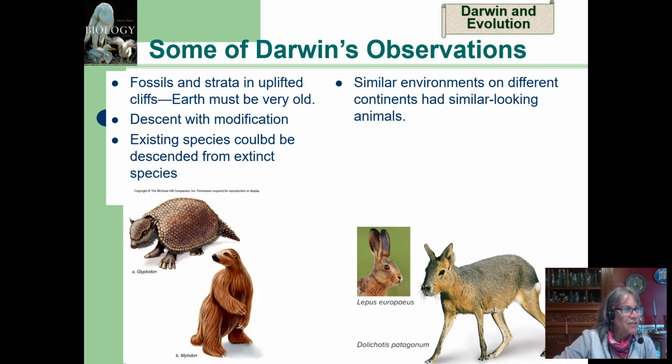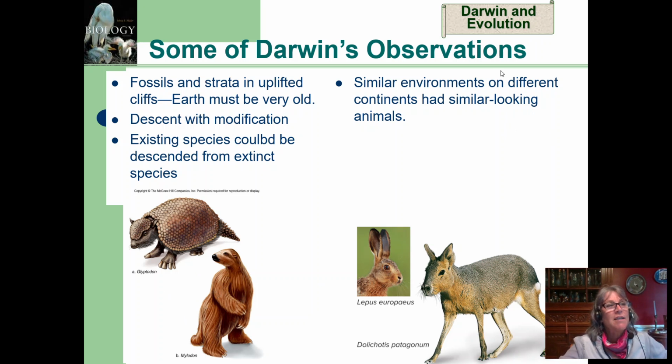And some of those observations were finding the skeletons for things like this, which looks a lot like an armadillo, only giant. The giant sloth, you want to see a 13-foot tall sloth, as opposed to the little sloths we have now. So these existing smaller species could be descendants from these.